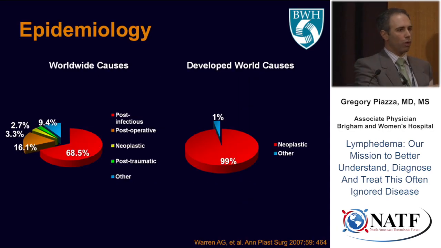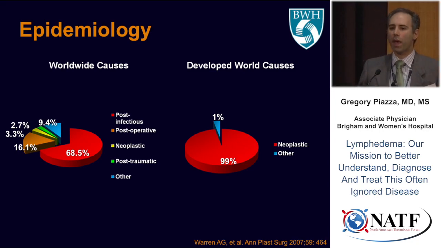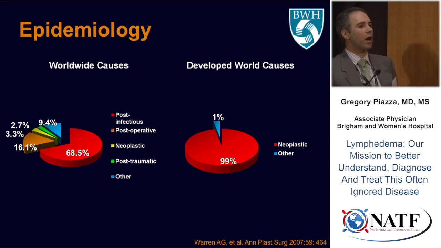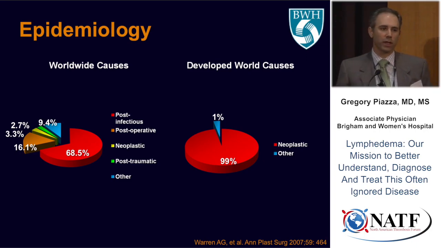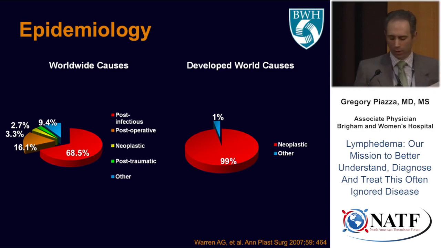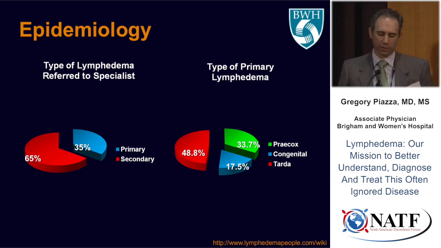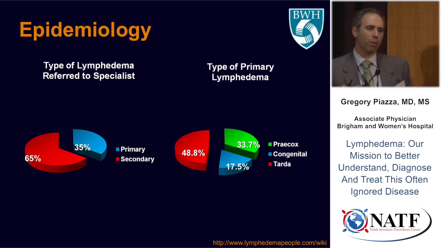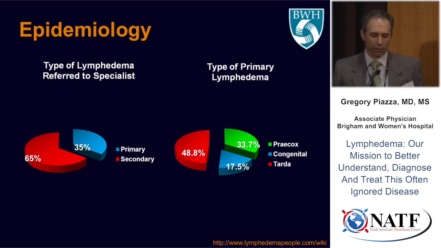When we look worldwide at causes of lymphedema, the most common cause is infection, and that's most often a parasitic infection. When we look at causes of lymphedema in the developed world, like the US, the number 1 cause would be cancer or cancer-related therapies. Looking at the type of lymphedema that's referred to a vascular medicine specialist or other types of vascular specialists, secondary lymphedema, lymphedema that someone's not born with but actually develops, is the most common type that is referred.